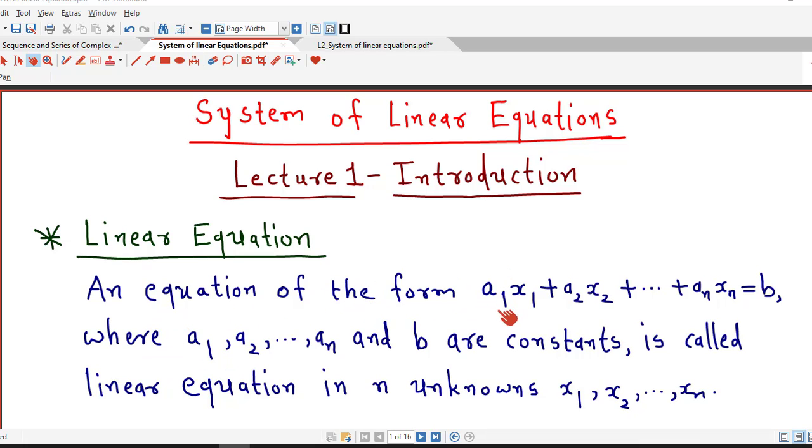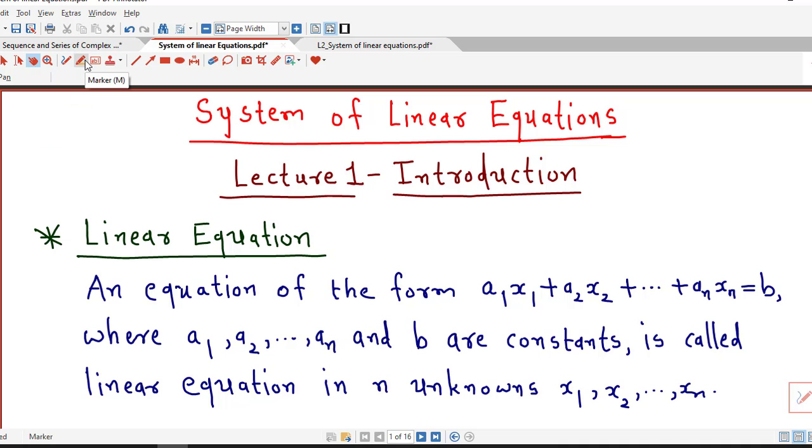So if we consider an equation of the form a1x1 plus a2x2 and so on up to anxn equal to b, where a1, a2 up to an and this b on the right hand side are constants, then this type of equation is called a linear equation in these n unknowns or variables x1, x2, xn. You can see there are n variables x1, x2, xn here, and the power of each variable is 1. So this type of equation is known as a linear equation.